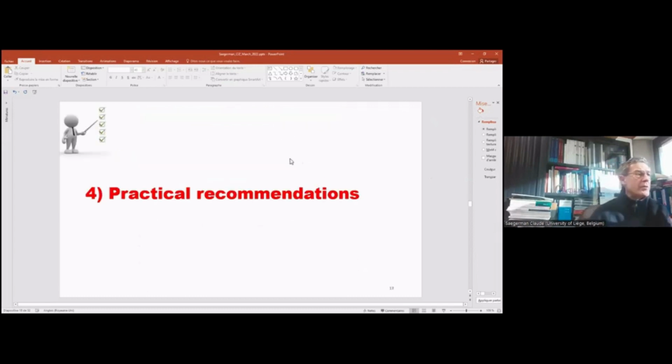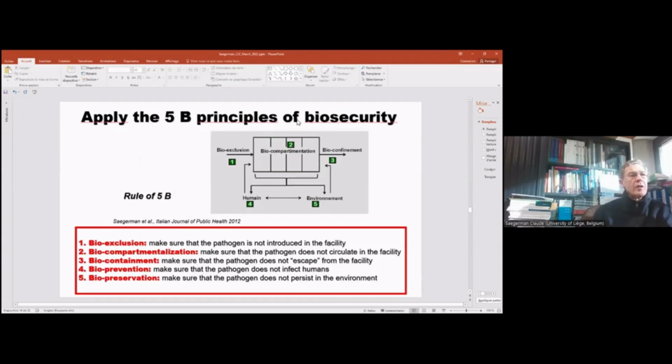And we finalize the presentation with some practical recommendations. And I think it's the most important part of this presentation. The first recommendation, faced with the risk factor of zoonosis, is that it's very important to name the appropriate biosecurity measures. And these measures were summarized in the 5B principle. It's a new principle from 2012. And we summarize these different measures with this picture.